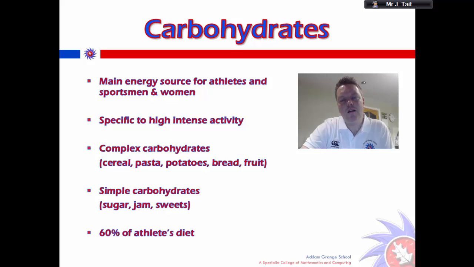And the advice is that carbohydrates should take up 60% of an athlete's diet. It's important when we look at a balanced diet, and we'll come back to this later, that we have these essential components in moderation. Just because complex carbohydrates are more healthy than simple carbohydrates, it doesn't mean we should pack our diet with 100% carbohydrates. It should be 60%, and that's the guidelines.